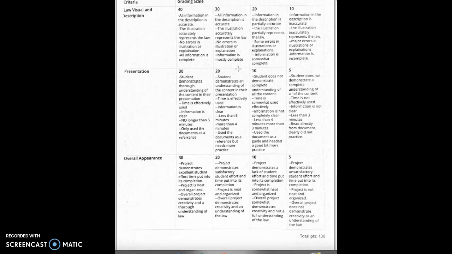The overall appearance of your project, it should demonstrate excellence. So it should be very clear that you put time into your project and time into practicing your presentation. The project should be neat and organized, and the overall project should demonstrate creativity and an understanding of your law. So those are going to be the highest that you can score. When you look at your rubric, if you'll move to the right, those will show decreasing score points, and it will tell you how I'll be grading your rubric.